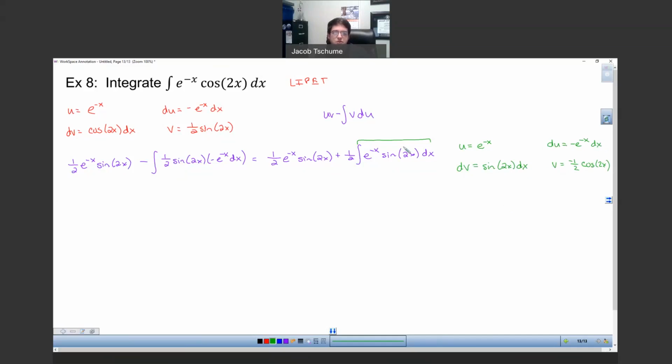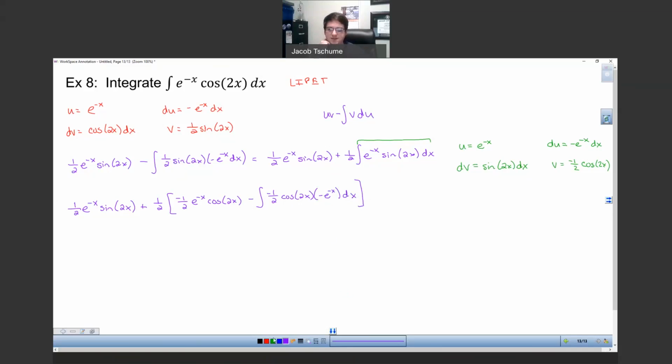So you need to substitute another integration by parts into this little green bracket here. So you will get 1/2 e to the negative x times sine of 2x plus 1/2 times, do integration by parts again. So u times v would be negative 1/2 e to the negative x times the cosine of 2x minus the integral of v du, which is negative 1/2 cosine of 2x times negative e to the negative x dx.